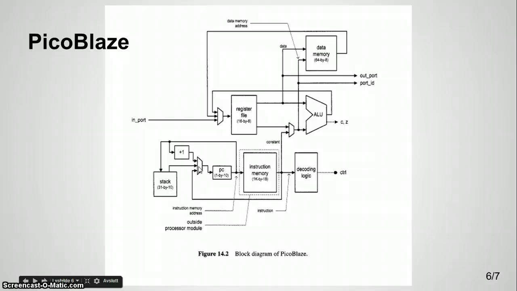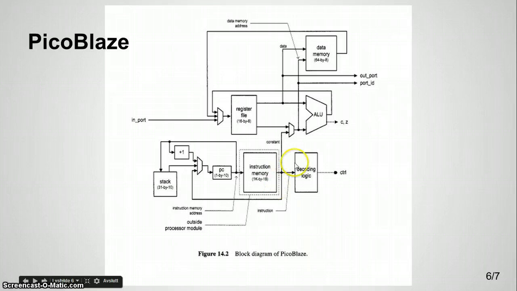This program counter replaces the state register, and this instruction memory and decoding logic replace the output logic. However, the instruction memory is placed outside this processor module and created as a top-level HDL module called an instruction ROM. We will come back to this later on as well.